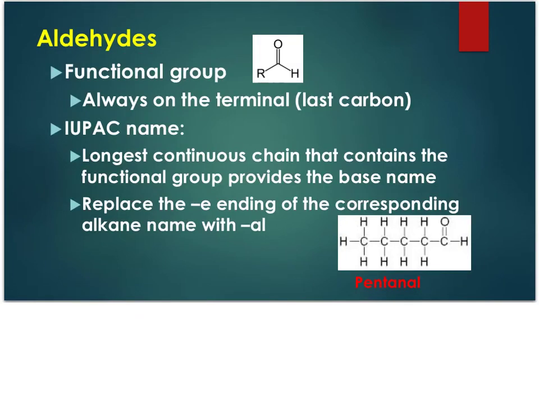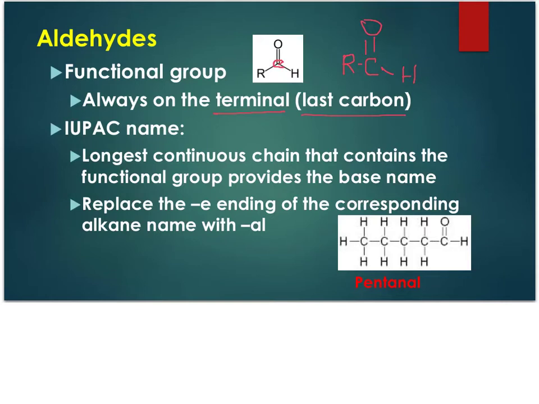Aldehydes. Aldehydes have R, and this here represents a carbon, so it's R, C, double bond O, H. And it's always going to be on the terminal. Sometimes we say the last R. It's on a carbon on the end, so it's never in the middle.